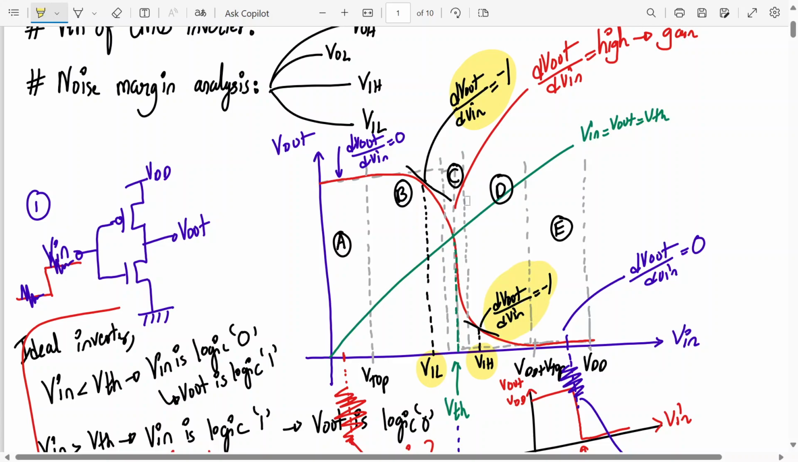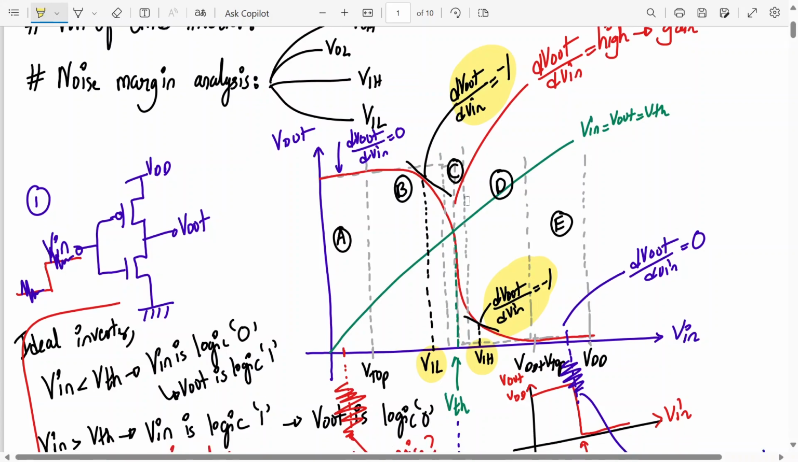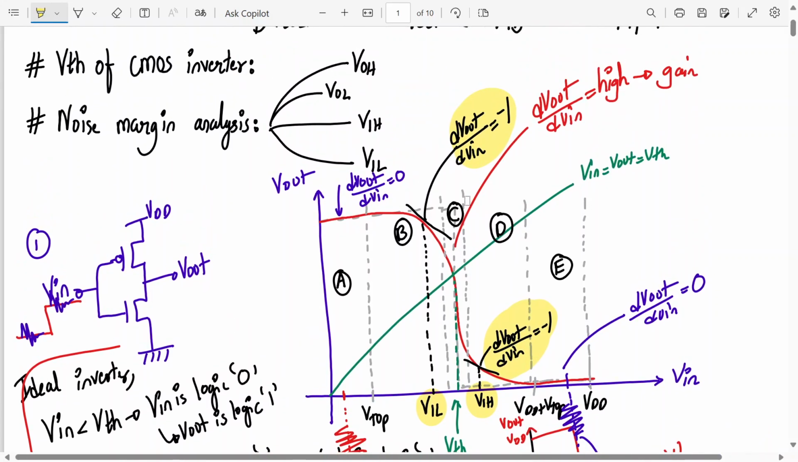So in regions B and D, at these VIL and VIH points, my noise margin levels, my noise will definitely get attenuated. Okay, just attenuated. So here the gain of the system is -1. Okay, agree? So again, let's recap.